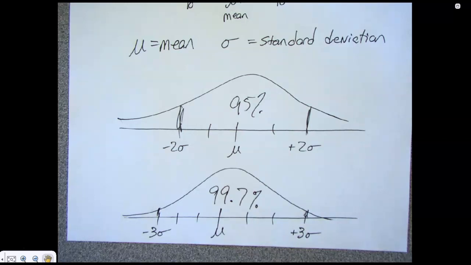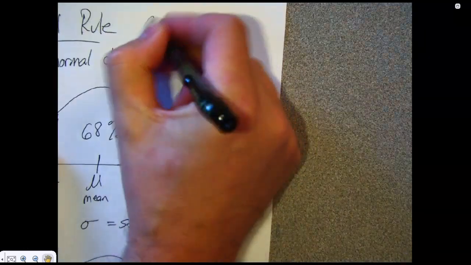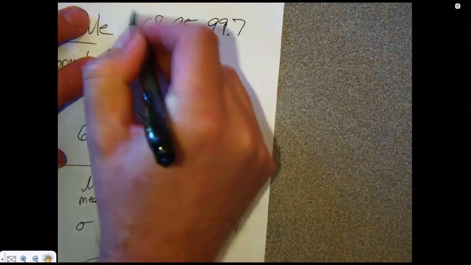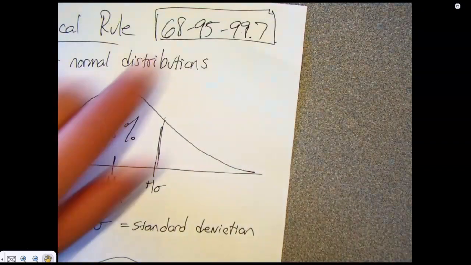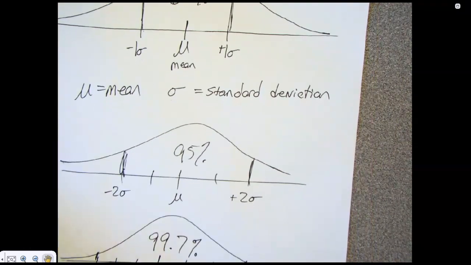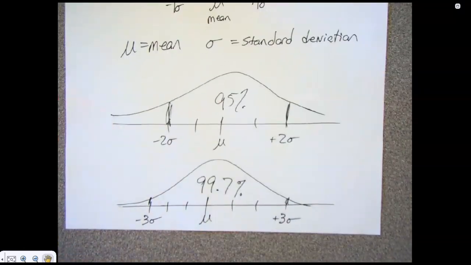There's not really a pattern. I mean, there's a reason for it, but there's not a pattern. That's it. We're done. We're not doing 4, 5, 6. It's just those 3 numbers. So if you just remember 68, 95, 99.7, those are the 3 numbers. And we're going to break it down a little bit further in a second, and we'll start doing examples, which will help it make more sense too.